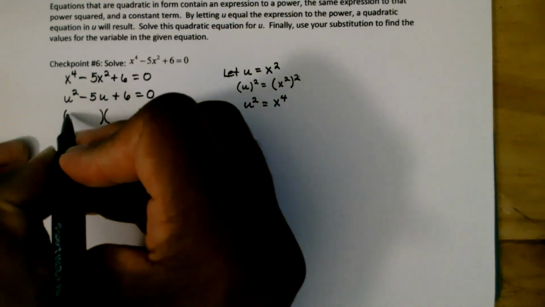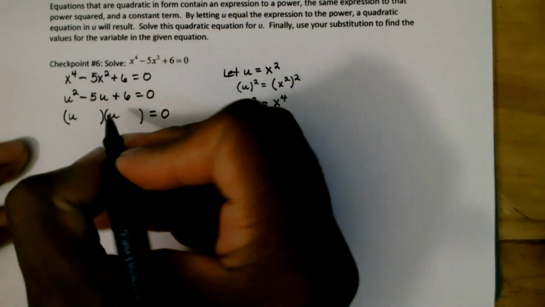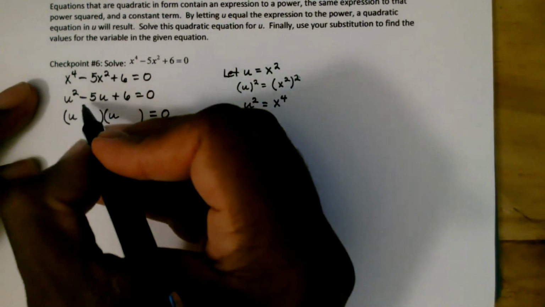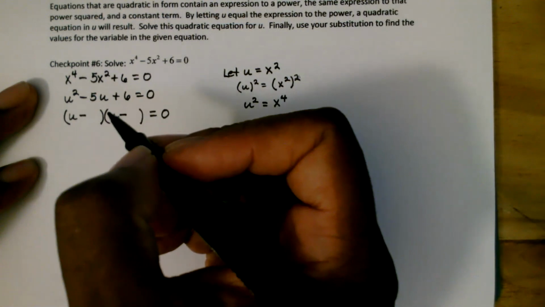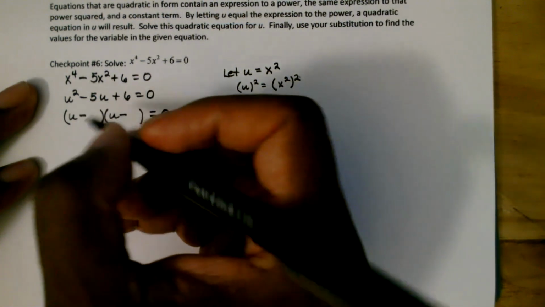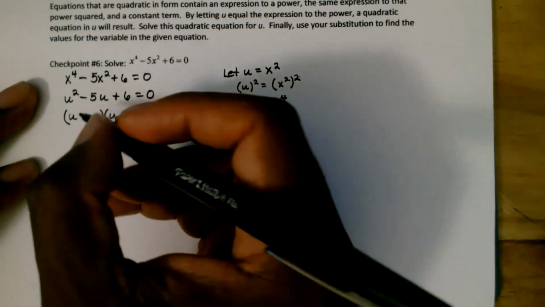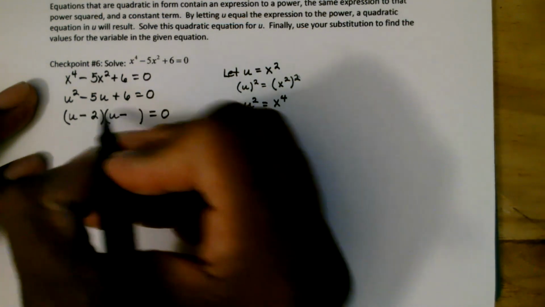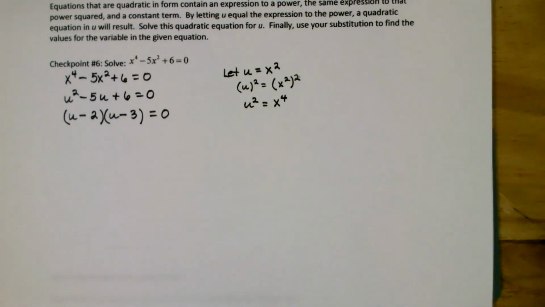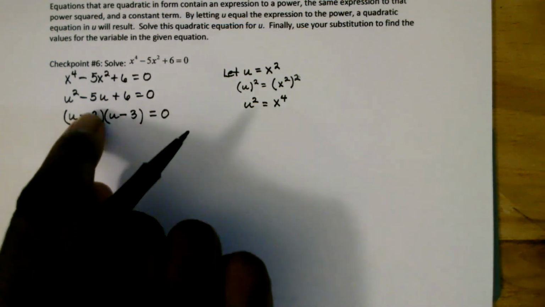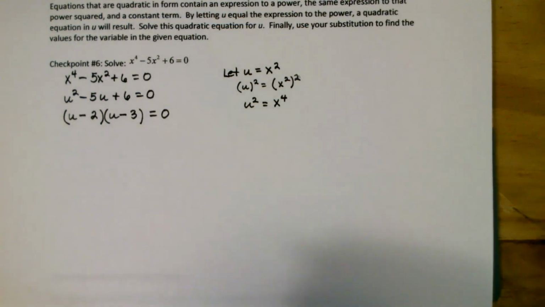So u squared factors out as u and u. The middle term is minus, the last term is a plus, so I need two minus signs there. And I need factors of 6 that's going to give me a middle term of 5u. So it has to be 2 and 3. So factored, it would be u squared, u minus 3 times u minus 2 times u minus 3 is equal to 0. And then you'll set each binomial factor equal to 0 and solve.